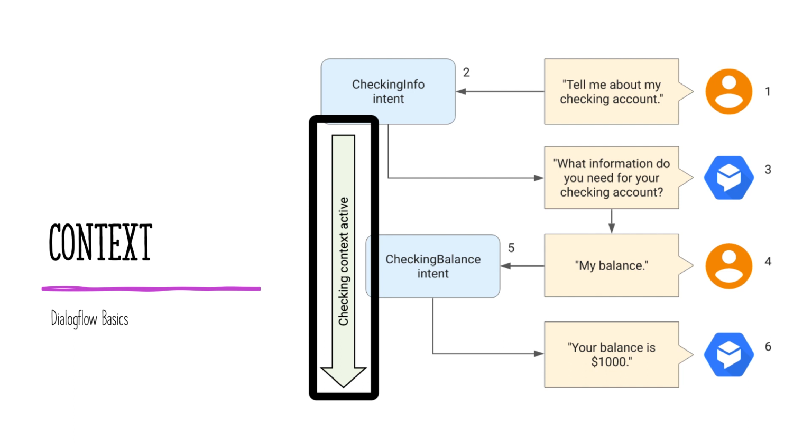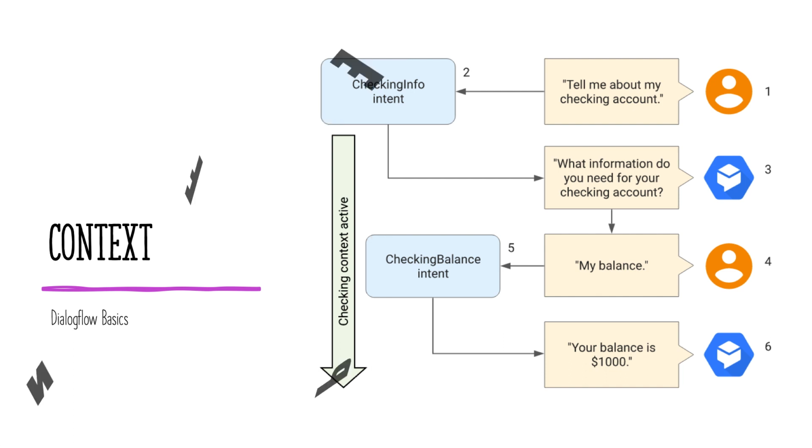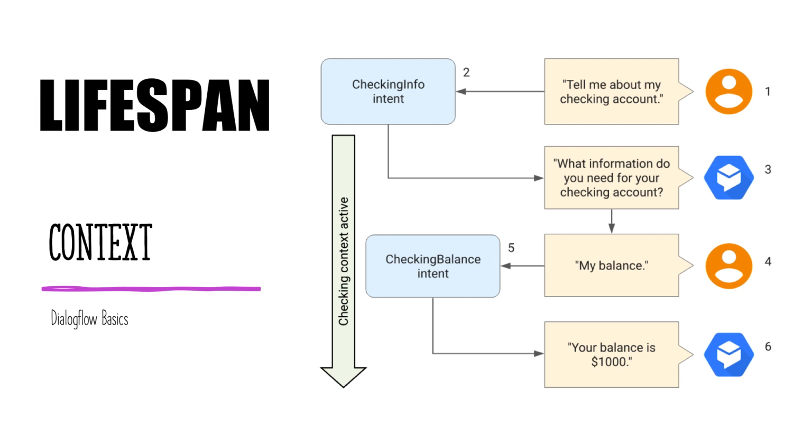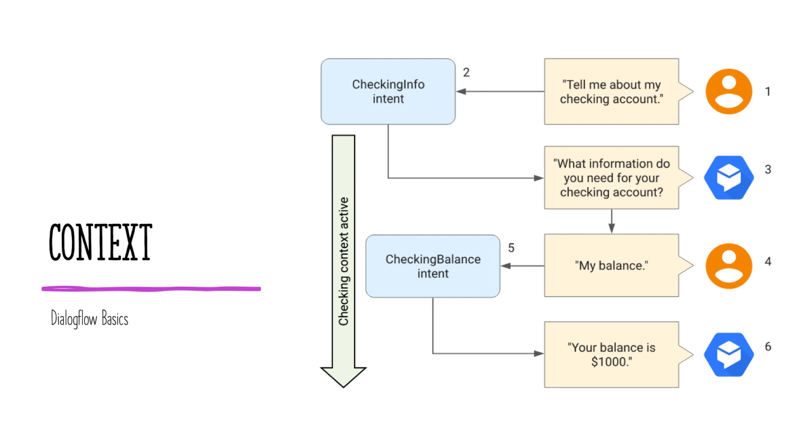And the duration for which it's active is known as the lifespan, which we'll talk about in a little bit. Next, Dialogflow responds with a follow-up question. To this, the user states, "my balance." Now, in a situation without context, the bot may have been confused as to why the user is saying the words "my balance" out of the blue. But now that it knows the context, it's able to match it to the correct intent and respond accurately.